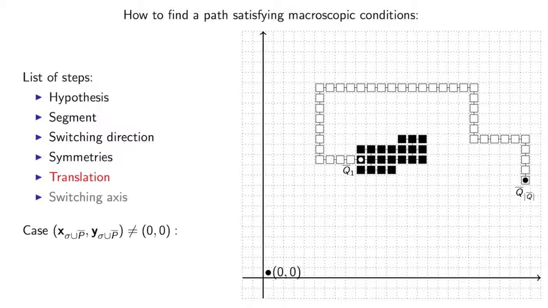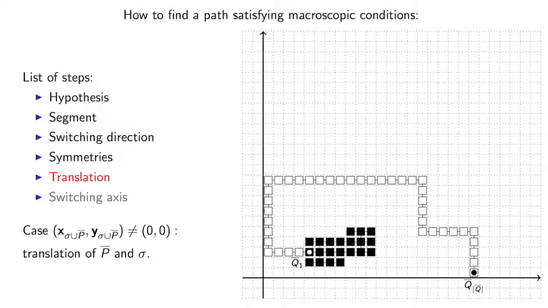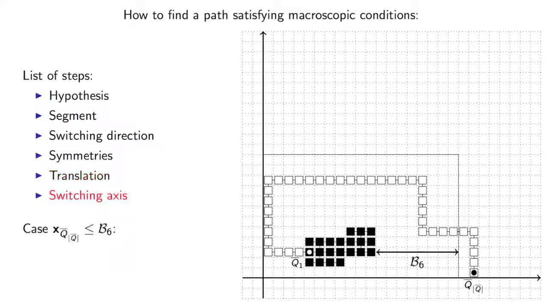Now, we focus on the first quadrant convention. Consider the dotted position. We want this position to be the position 0, 0. Then consider the following vector. By translating the path assembly and the seed, the first quadrant convention is satisfied.